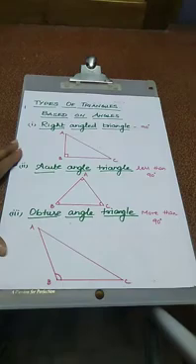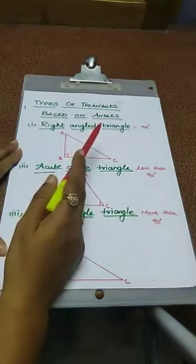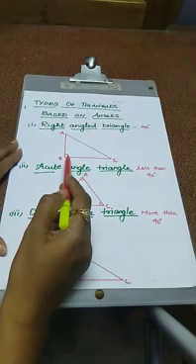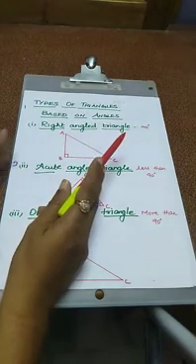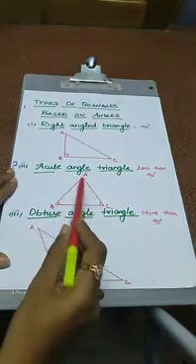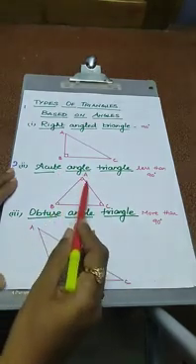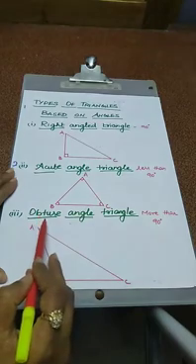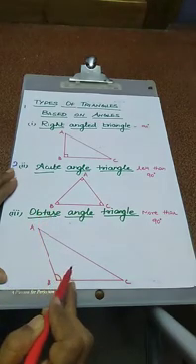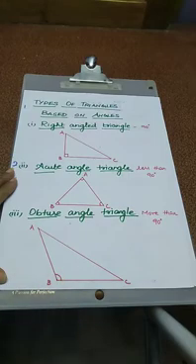The next one, types of triangles based on angles. Actually, if any one angle of a triangle is 90 degrees, it is a right angled triangle. If all the angles are acute angles, it is an acute angled triangle. If any one of the angles is obtuse, obtuse meaning more than 90 degrees, that type of triangle is called an obtuse angled triangle.